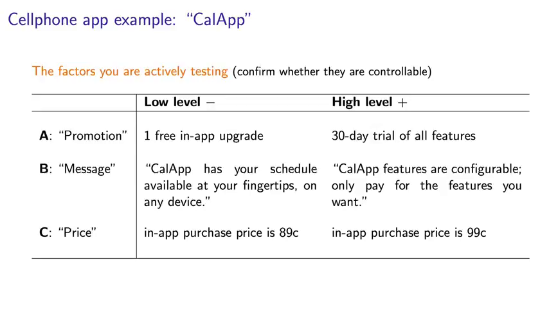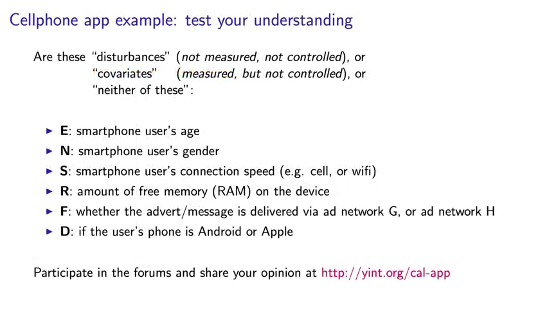Now consider these other variables. Determine whether they are disturbances or covariates. Note that a variety of answers could be correct, depending on the assumptions you make and on your knowledge regarding the capability of cell phone apps. So in summary, the distinction between covariates and disturbances is that covariates are measurable, while disturbances are not. Neither of them are controllable. In the next video, we are going to consider a subtle difference in the variables that can be controlled.